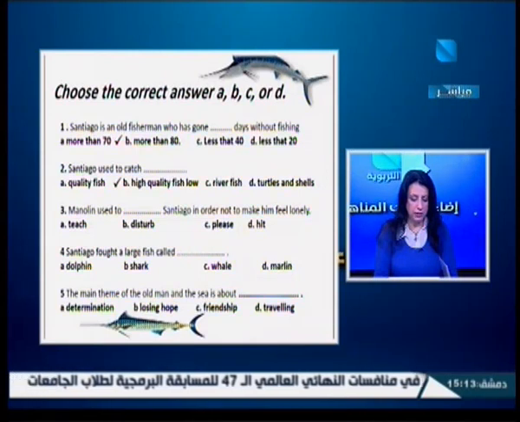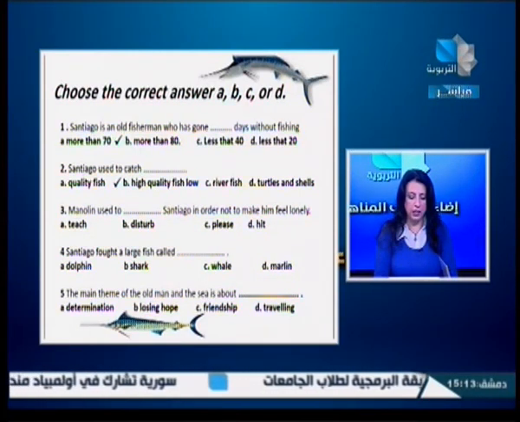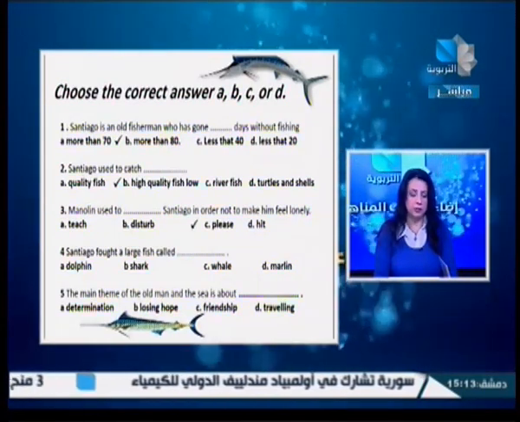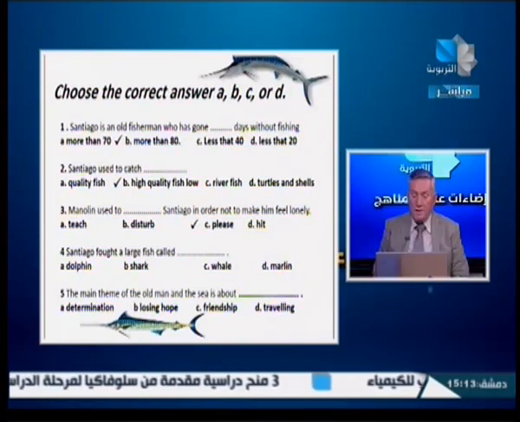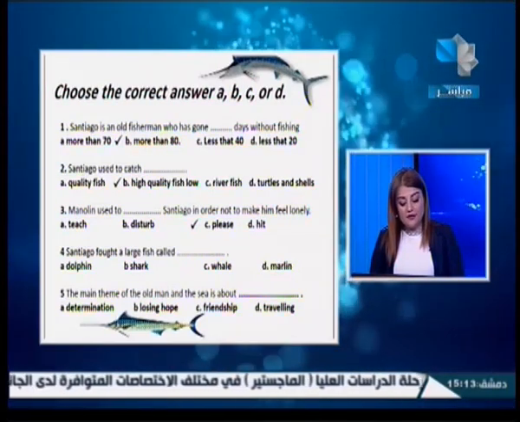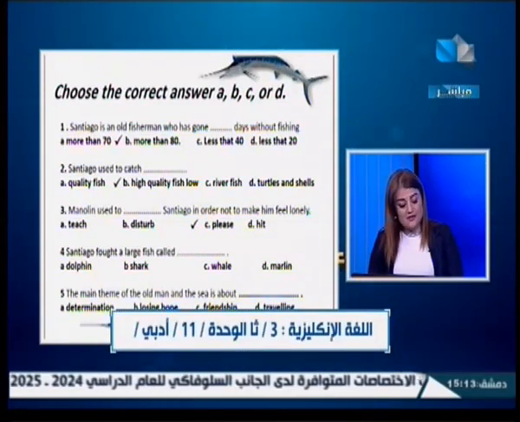Number three. Manolin used to visit Santiago in order not to make him feel lonely. A, teach, B, disturb, C, please, or D, hit. Manolin is his friend, so he used to please him in order not to feel lonely. Please, letter C. Number four. Santiago fought a large fish called dolphin, shark, whale, marlin. Of course, the correct answer is D, marlin.